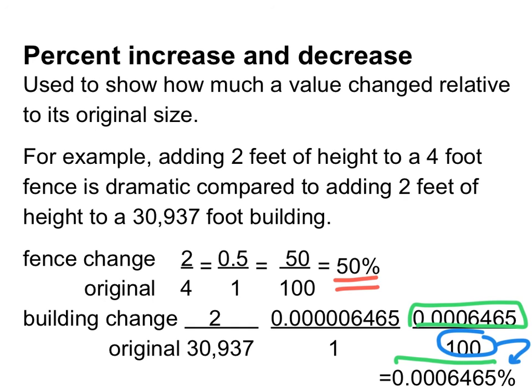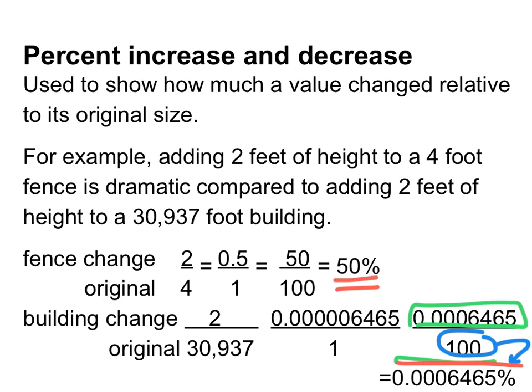to a 4-foot fence is much more dramatic than adding 2 feet to a 31,000-foot building. Now, this is a very exaggerated example. Obviously, it's very clear that adding 2 feet to 4 feet is much more significant than adding 2 feet to 31,000 feet. But there are examples where it's not so clear. Say I added 1 foot to a 4-foot fence, or I added 10,000 feet to a 30,000-foot building. That one might be a little bit more complicated. We might have to do a little bit more work for it.